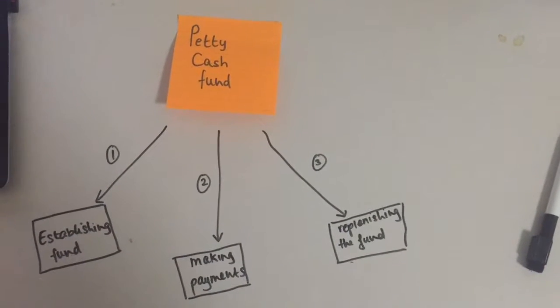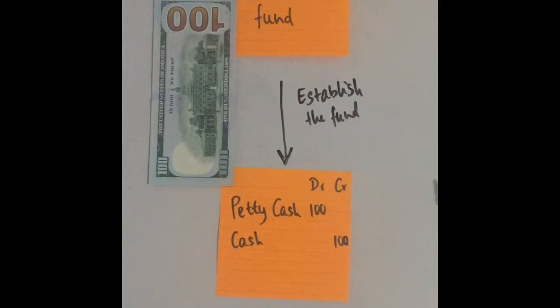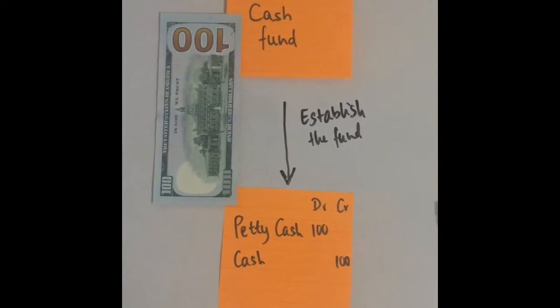Petty cash fund does three activities: establishing the fund, making payments, and replenishing the fund. Let's get down to establishing the fund.